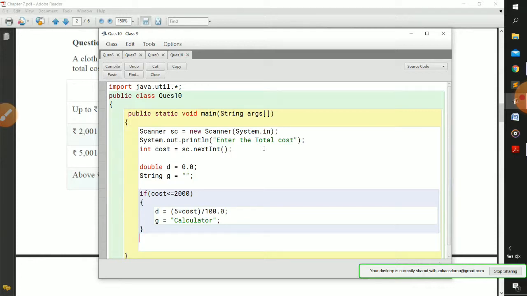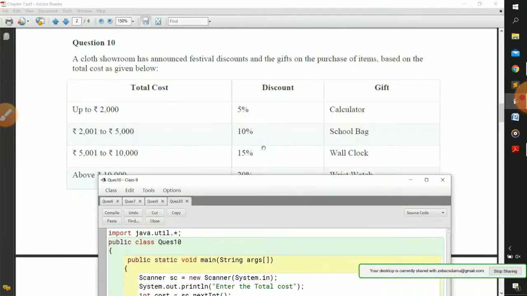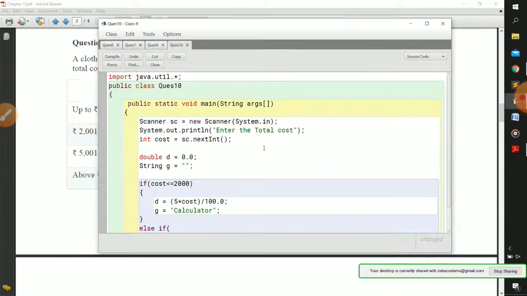For the next one, else if, now you see over here in else if it is saying that from 2001 to 5000, if the total cost is there, then 10% discount you are going to get. So else if your cost is less than or equal to 5000. Now you must be wondering why I am not going to write down this 2001. Okay, if you want you can go for the 2001 as well.